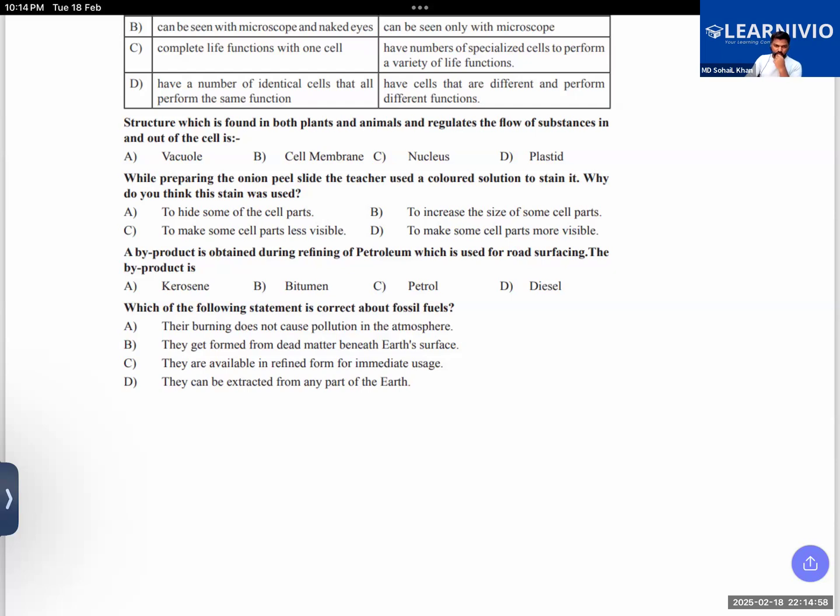Bitumen. Okay, good. But apart from bitumen, there's one more thing that is used. It is obtained during the destructive distillation of coal. Yes, sir. Can you repeat? I was saying that coal tar is also one of the products that is used for surfacing of the road.